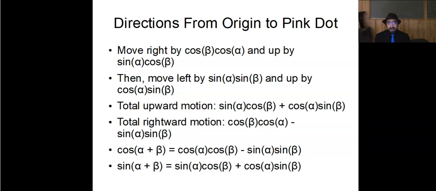This means that your total x-coordinate is going to be cosine alpha cosine beta minus sine alpha sine beta. That's the amount you went right in the first step minus the amount that you went left in the second step. Your y-coordinate is going to be sine alpha cosine beta plus cosine alpha sine beta. Those are the two upward steps you can take.